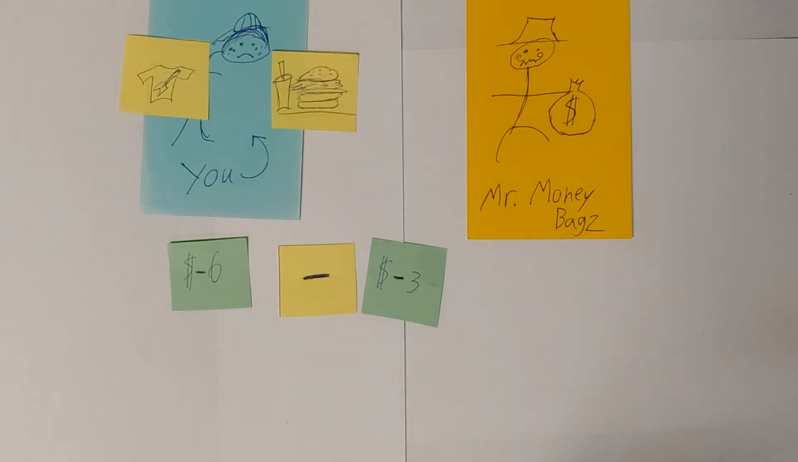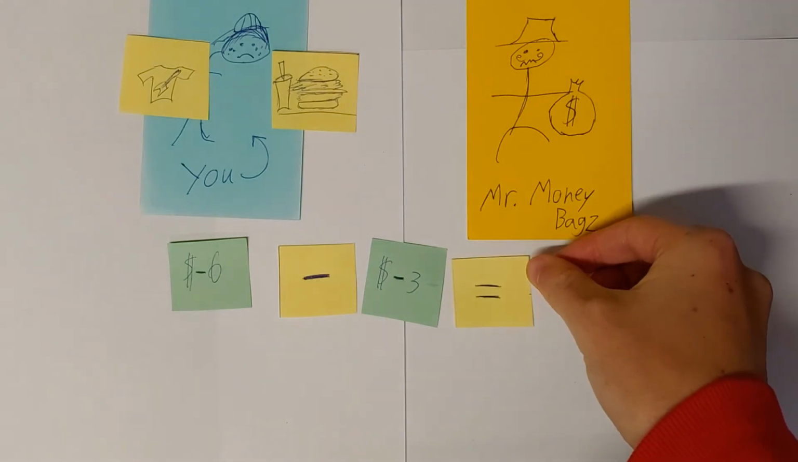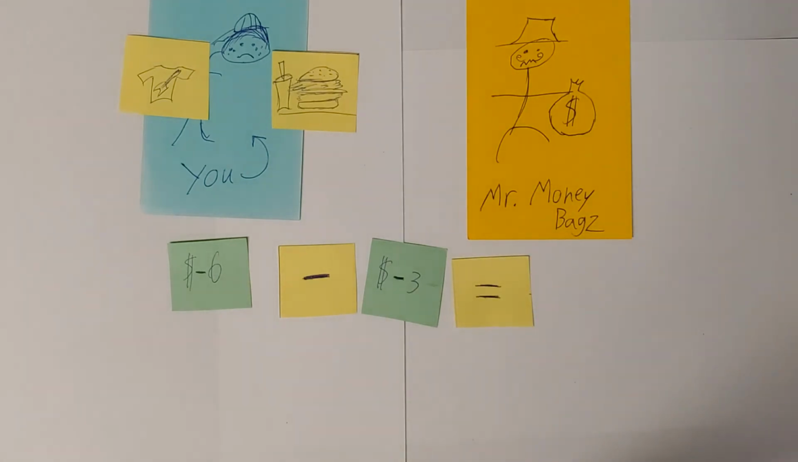If you think about that, he's removing our debt, and we've talked about how our debt is represented as negative numbers. So if we're taking away negative numbers, we learned in our previous video that that's going to make our value go up. So if you have negative 6 and we take away negative 3, that's going to leave us with negative $3 that we still owe Mr. Moneybags.